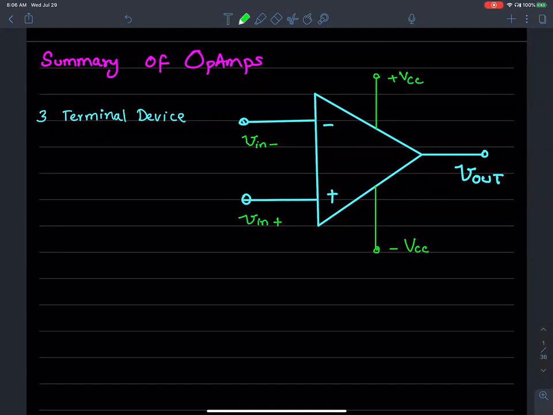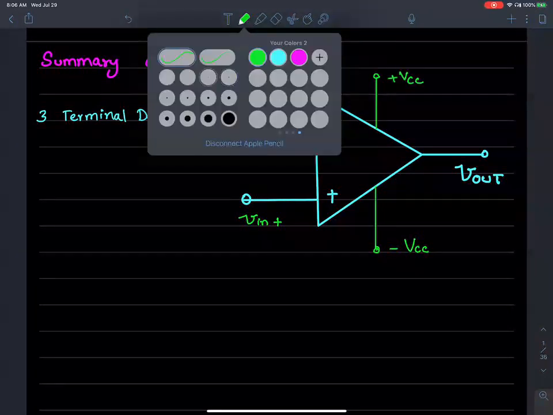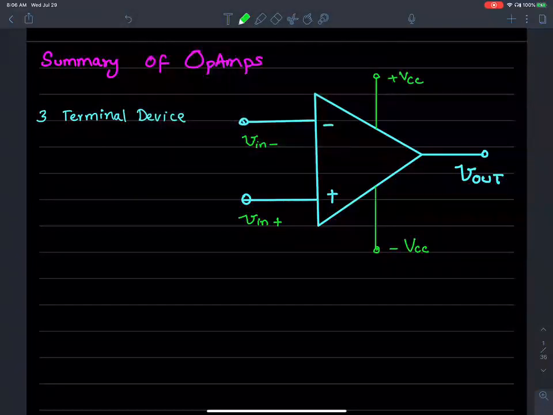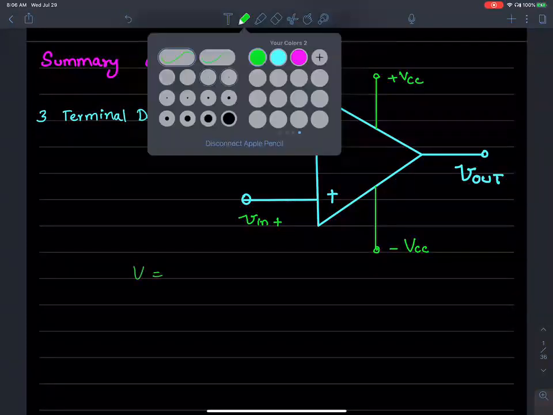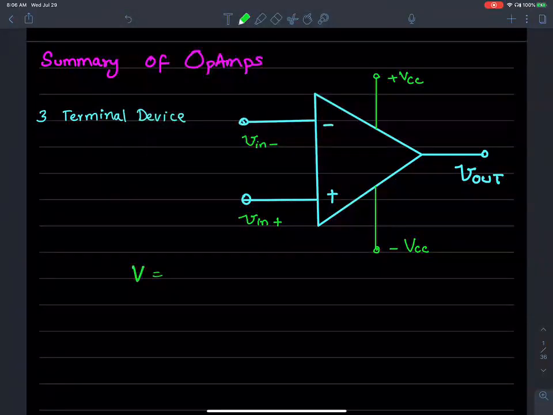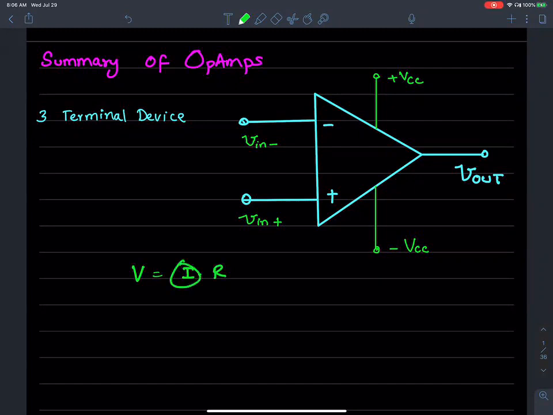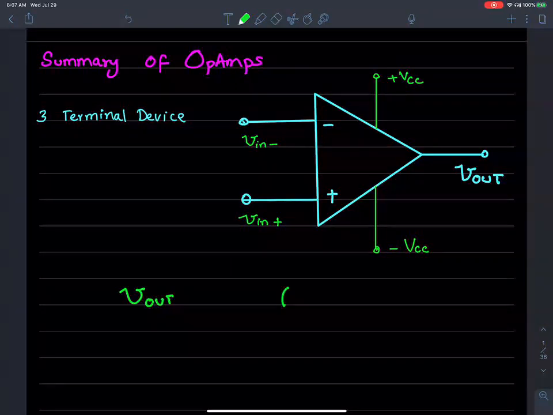Well, how does an op-amp work? What was the relationship between resistance and its current? V was I times R, right? The relationship between the voltage and the current in a resistance. Similarly, what is the relationship between the output voltage and the input voltages here on the op-amp?